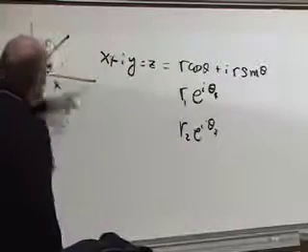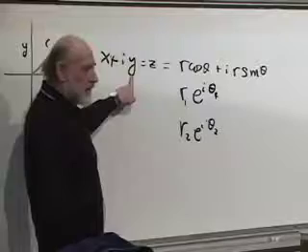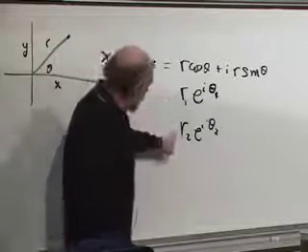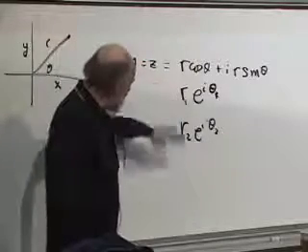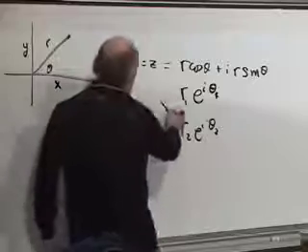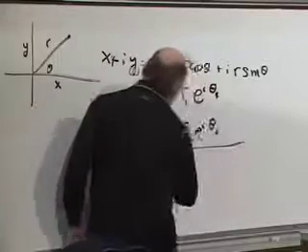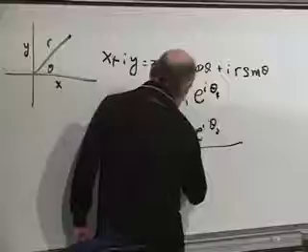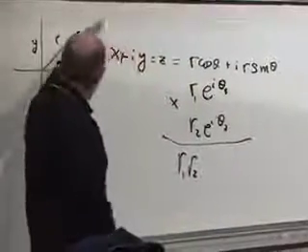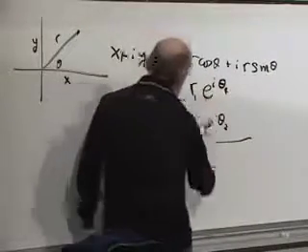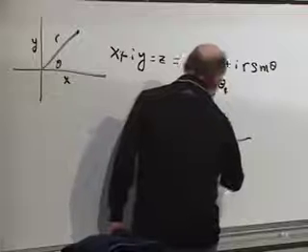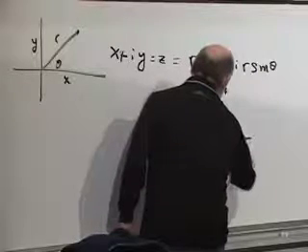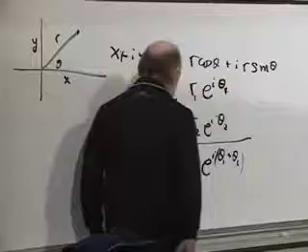Adding them is easy in this form. We just add the components. Multiplying them is easy in this form. When you multiply two complex numbers, the result is r1 r2. You multiply the lengths, and then you add the angles, e to the i theta 1 plus theta 2.